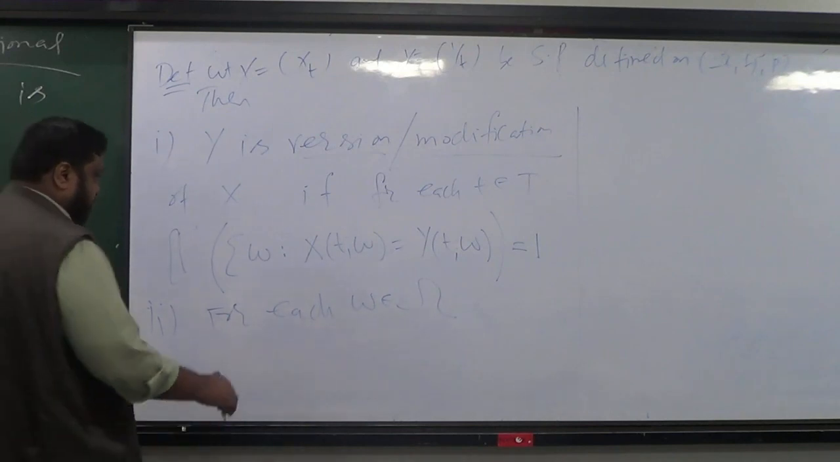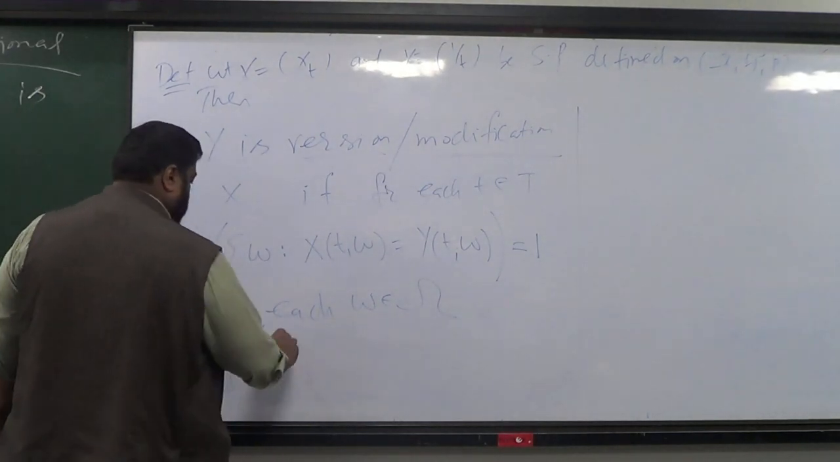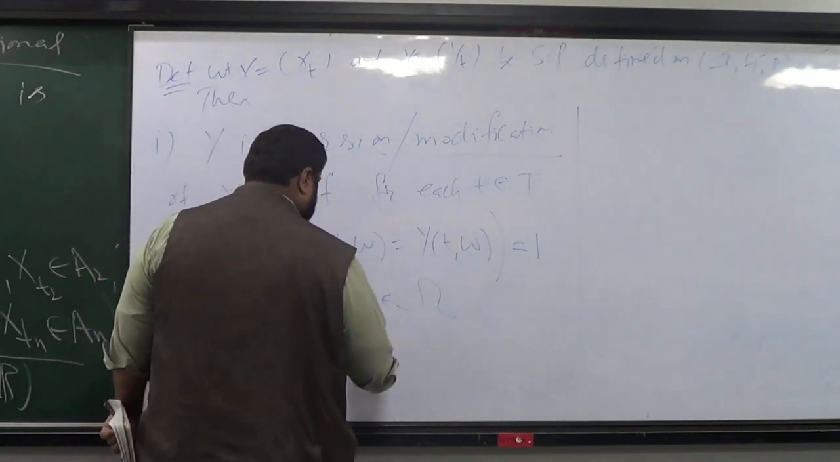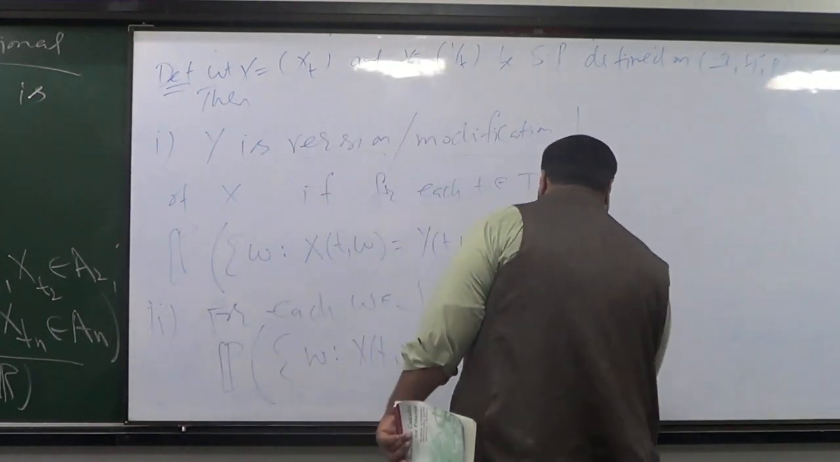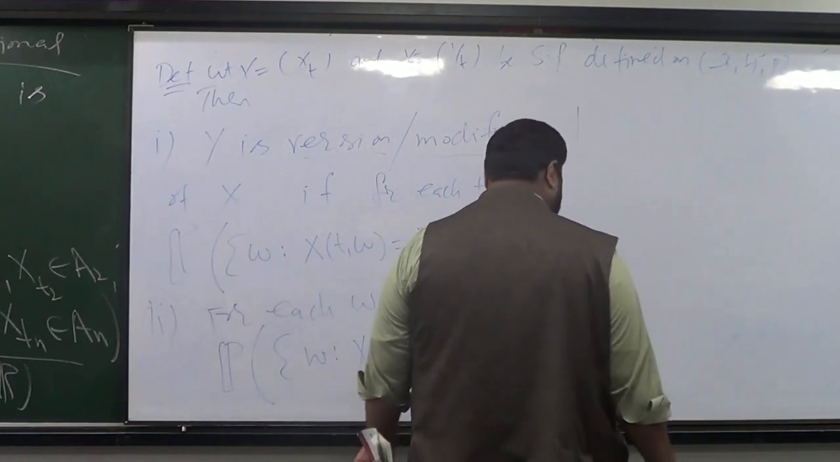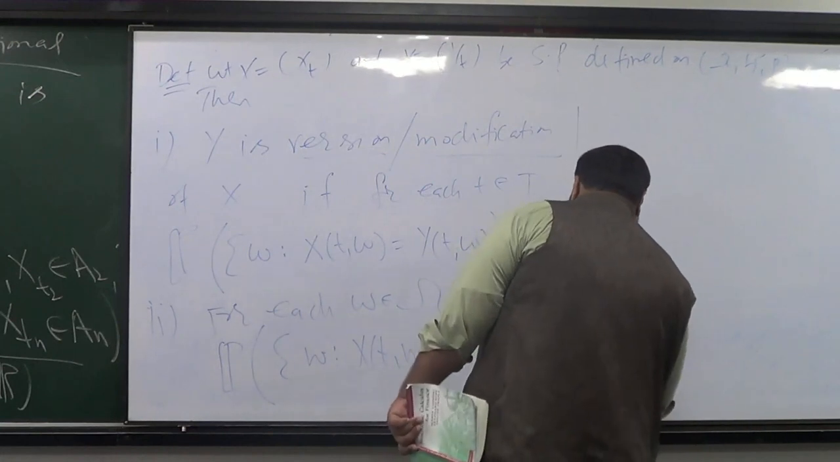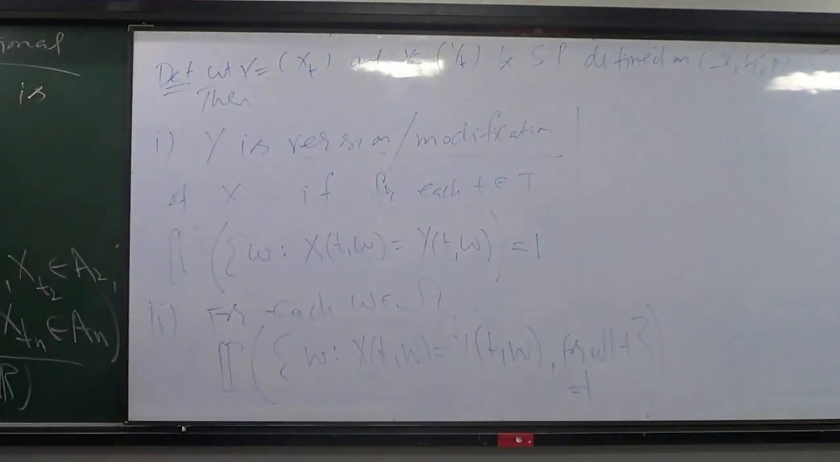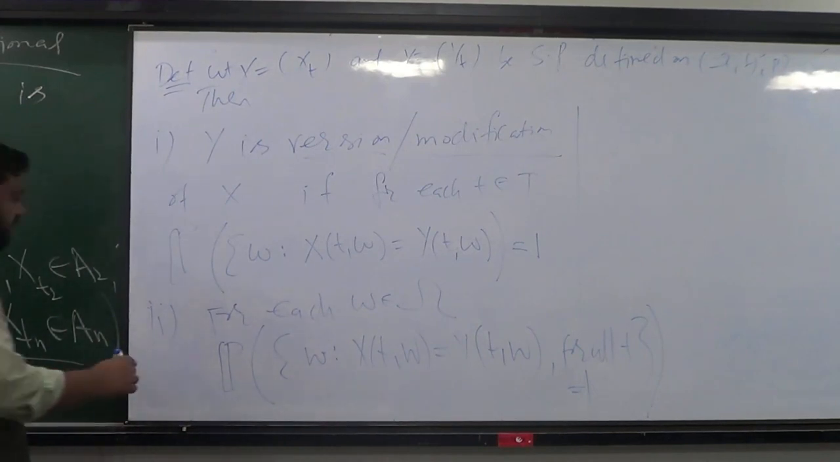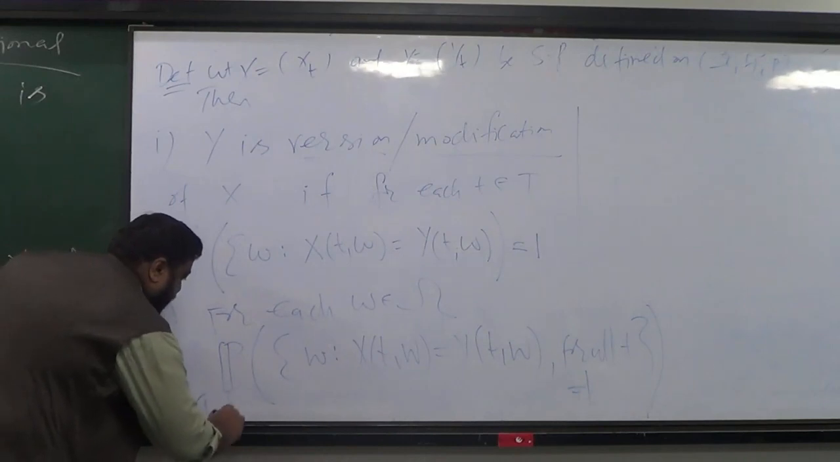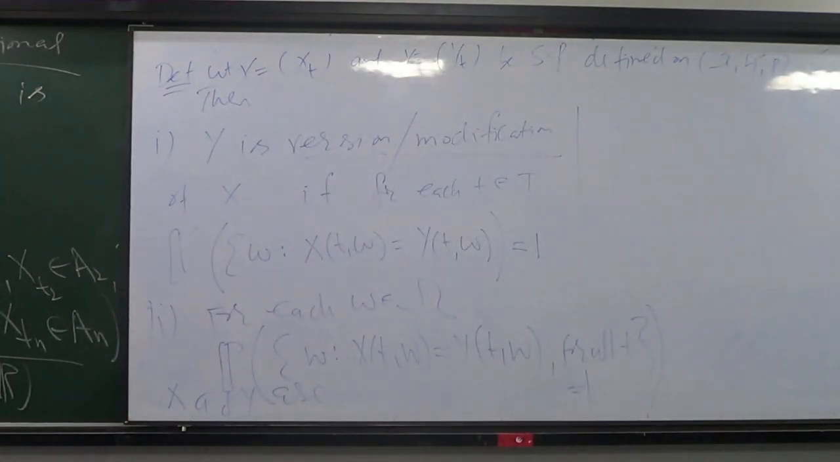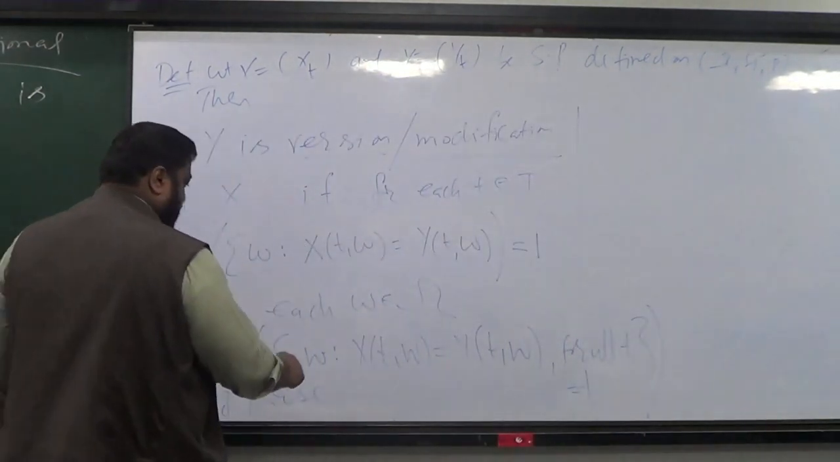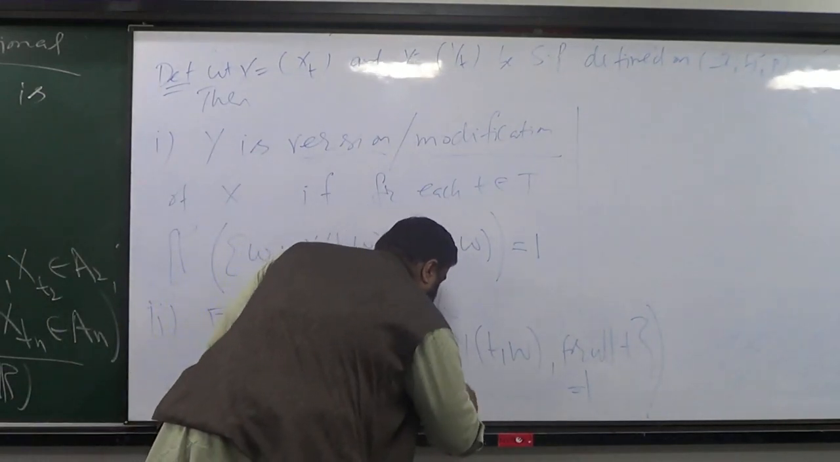Then if you fix omega and you compute the probability of all those omega for which X of t, omega and Y of t, omega are equal for all t, such a version, and if this happens, you're going to call X and Y indistinguishable. You can't distinguish these two.